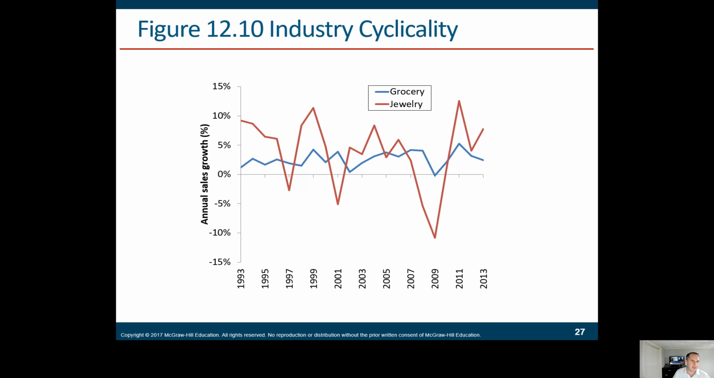This is showing the cyclicality of groceries versus jewelry, right? We see here in 09, no one's buying jewelry, we're all broke, right? Same thing in 2001. But during the boom years, right, jewelry sales massively exceed groceries.